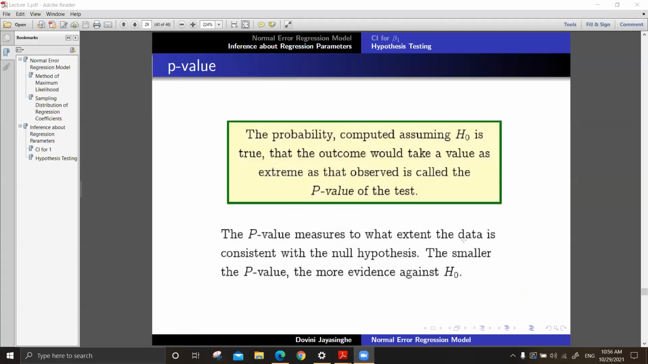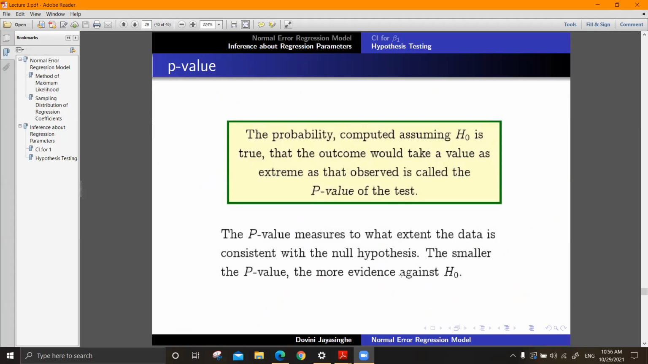P-value measures to what extent the data is consistent with the null hypothesis. The smaller the p-value, the more evidence against H0. Against H0 means we tend to reject H0. Going against something means what? You don't like it. You try to reject it.